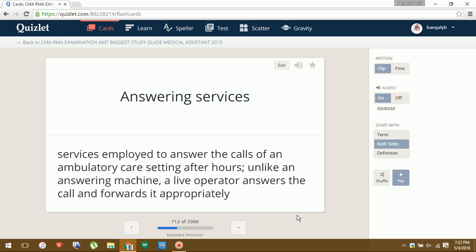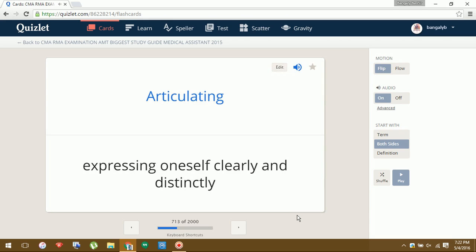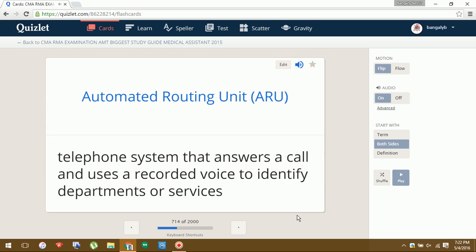Answering services: services employed to answer the calls of an ambulatory care setting after hours. Unlike an answering machine, a live operator answers the call and forwards it appropriately. Articulating: expressing oneself clearly and distinctly. Automated routing unit: telephone system that answers a call and uses a recorded voice to identify departments or services.